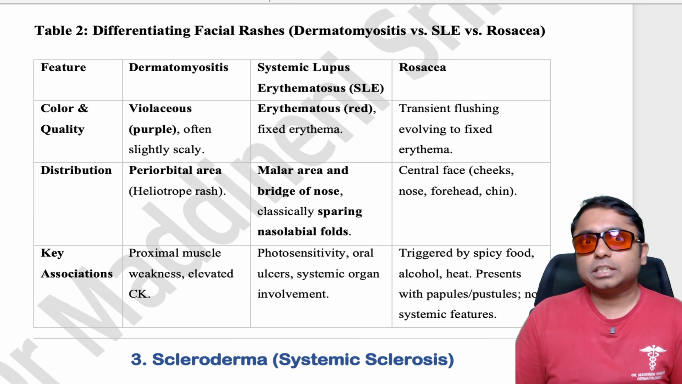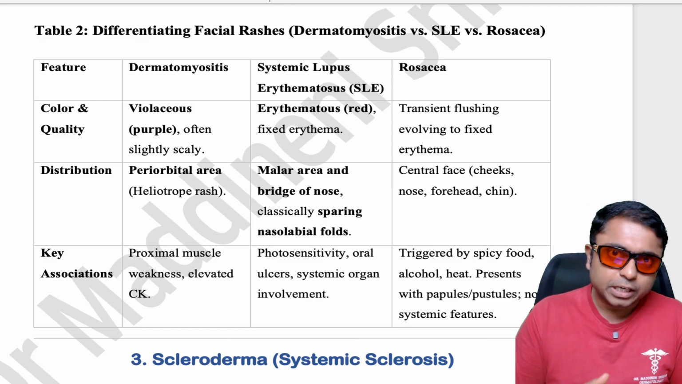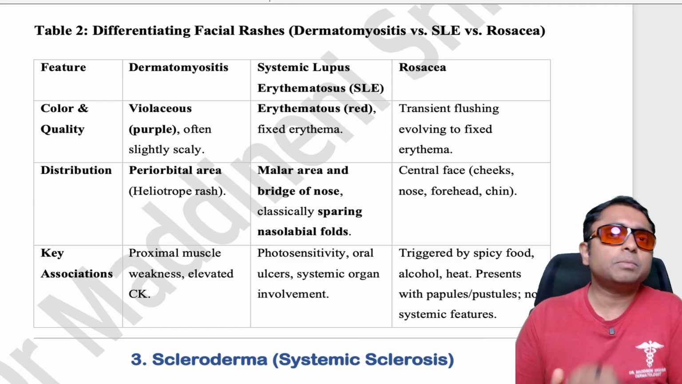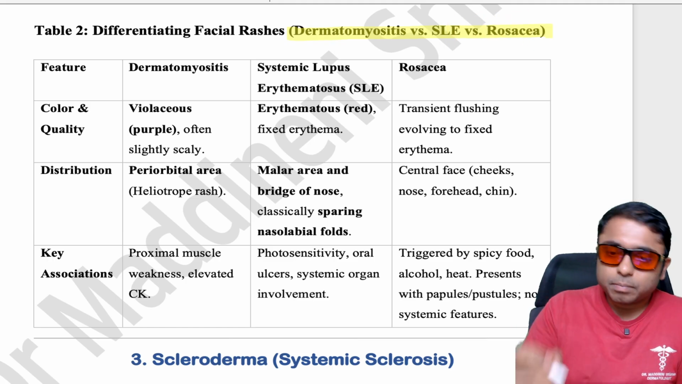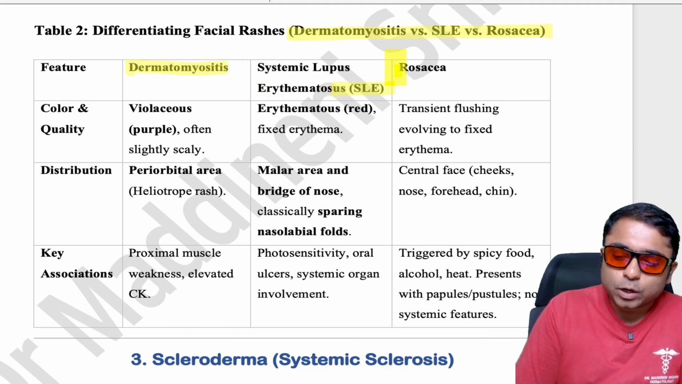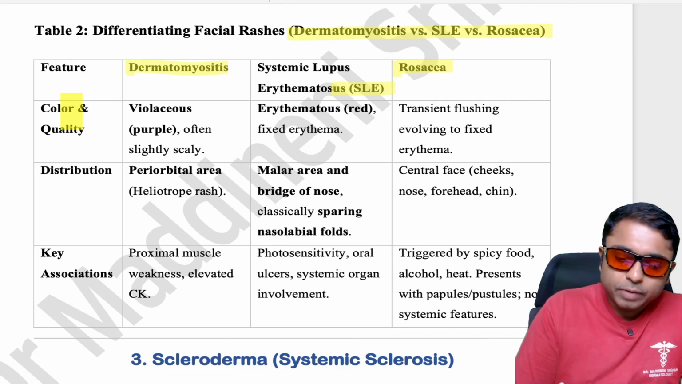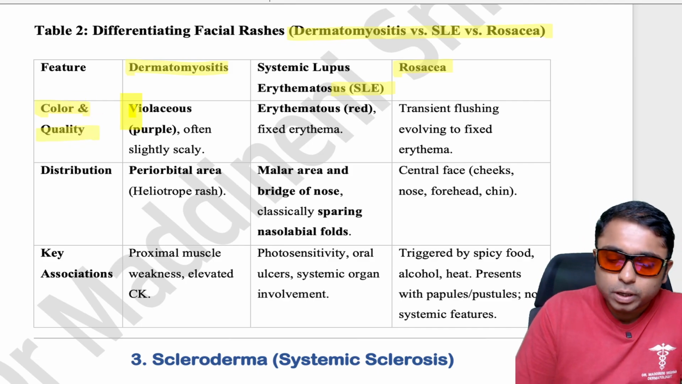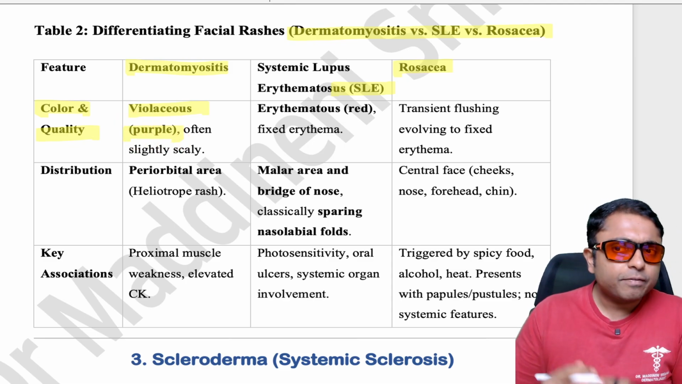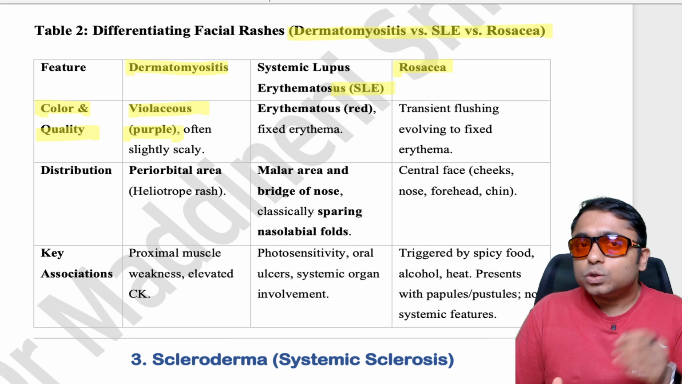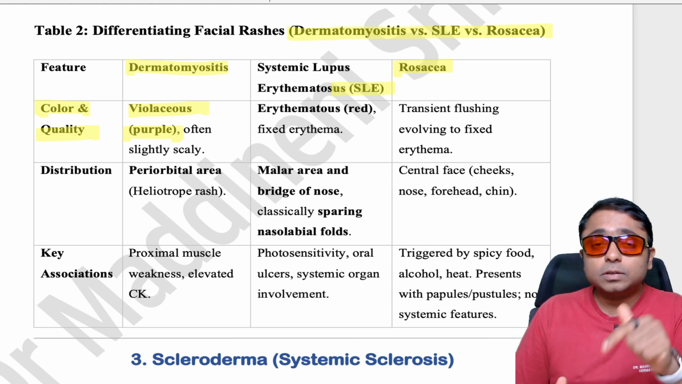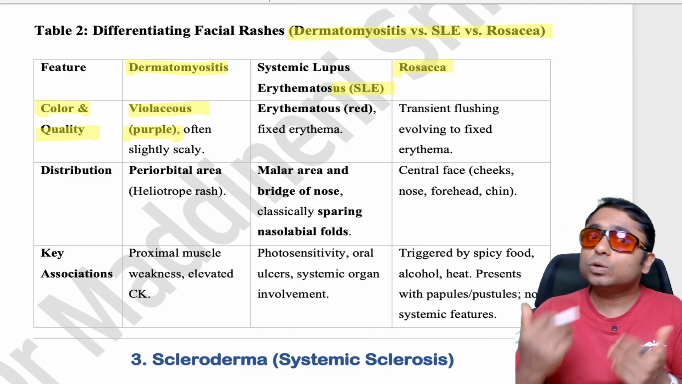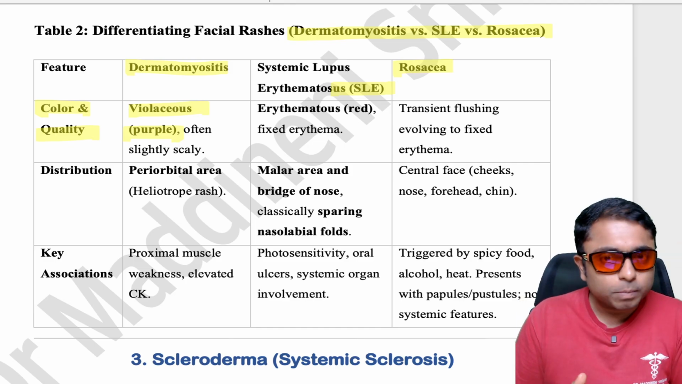Coming to the facial rashes, which may be a very important close differential. How can you differentiate? This table is going to help you with that. Dermatomyositis, SLE and rosacea. So we will see them one by one, one feature at a time. Color and quality in dermatomyositis is going to be, like I have told you, violaceous or purple color. And this purple color is important in various other conditions in dermatology. So do you know what sarcoma? Very important previous year question, which can produce violaceous or purple color lesions over the body and also in the mucosa. If you know the answer for this, please put it in the comment section.